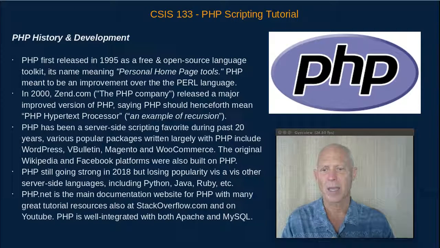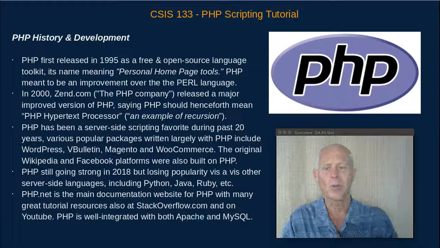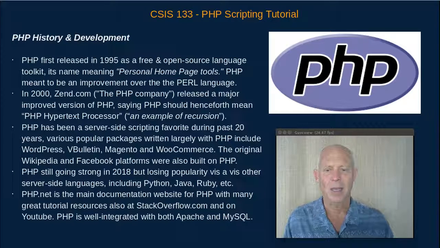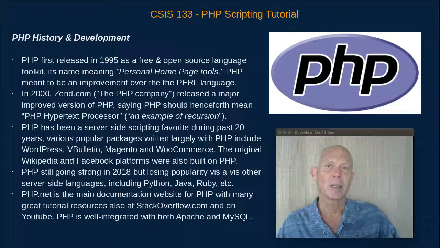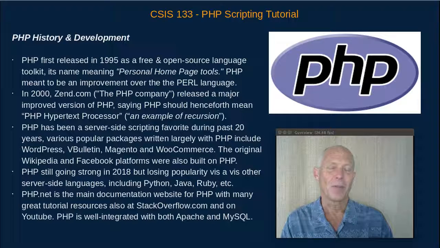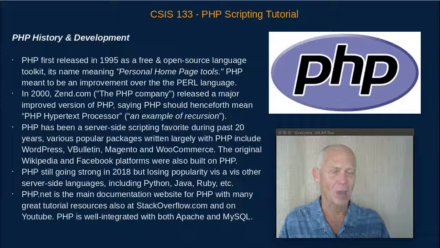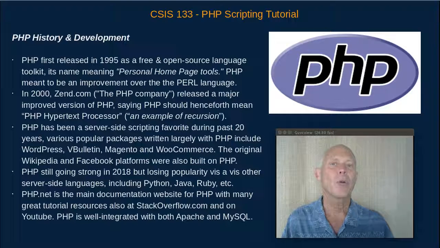I have 3 slides, and something new in this new and improved version of the tutorial is this first slide that I put together with some interesting history about the PHP language and system. It was first introduced way back in the early days of the internet in 1995 as a free and open source language system, and the original meaning of PHP was personal homepage tools. That takes you way back to those early days when a lot of websites were just a personal home page.